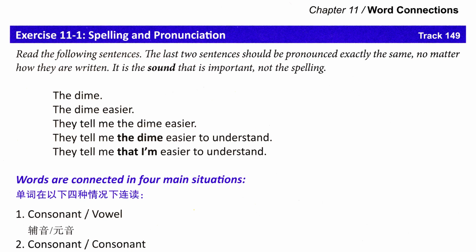Exercise 11-1, Spelling and Pronunciation. Read the following sentences. The last two sentences should be pronounced exactly the same, no matter how they're written. It's the sound that's important, not the spelling. That I'm easier. They tell me that I'm easier. They tell me that I'm easier to understand. They tell me that I'm easier to understand.